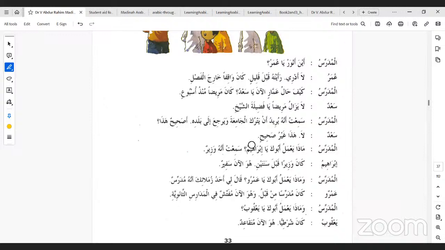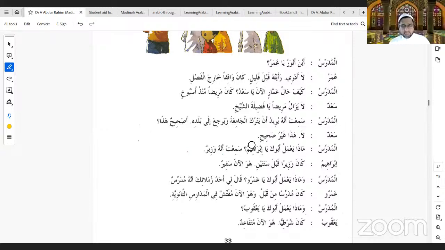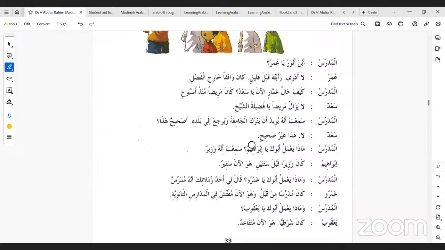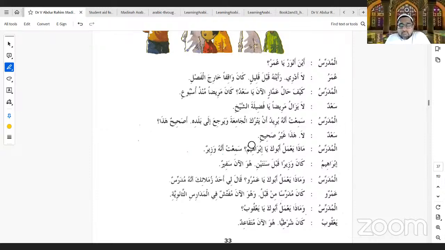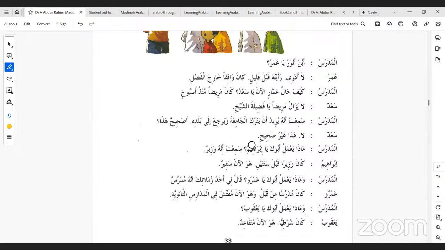La adri, I don't know. Ra'aytuhu qabla qalilin. I have seen him a little while ago. Kana waqifan kharijal fasli. He was standing at the exit of the classroom, outside. Kharij al-fasl, outside the classroom. He was standing outside the classroom.